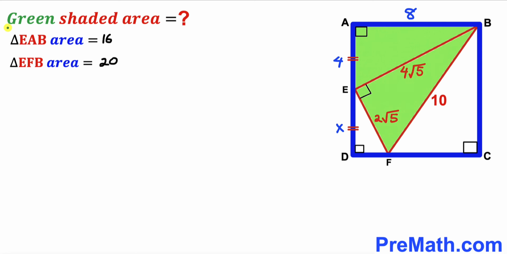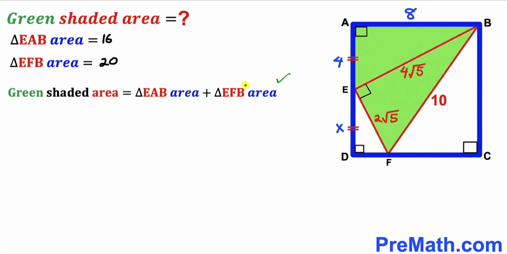Now we are going to calculate the area of this green shaded region. And now let's recall this equation once again. The green shaded region area equals the sum of the triangle areas, the triangle EAB area and the triangle EFB area. And we already figured out our areas for these triangles. Let's go ahead and fill in the blanks. So our triangle EAB area is 16 plus the triangle EFB area is 20. If we add, that is going to give us 36 square units, the area of this green shaded region.